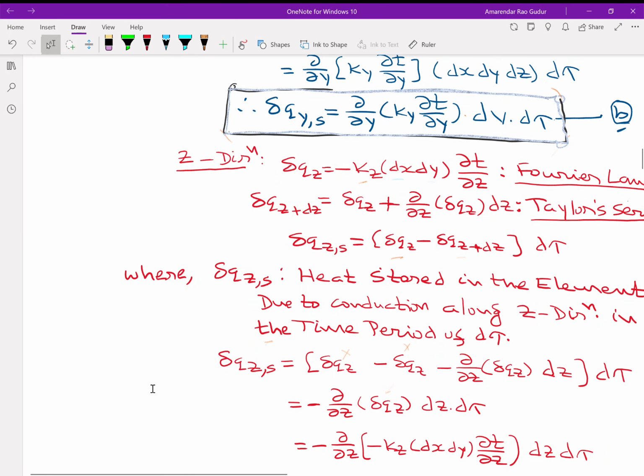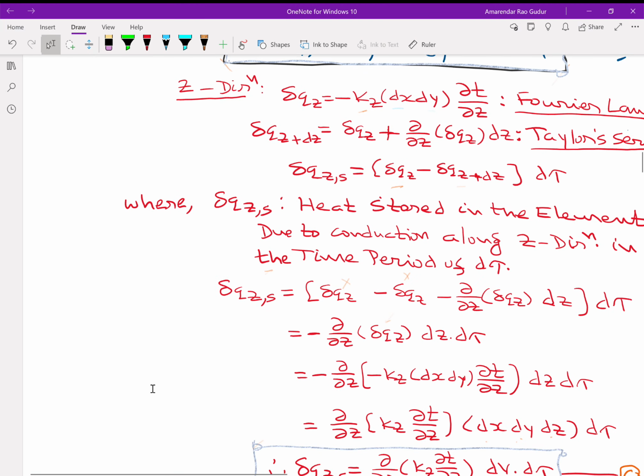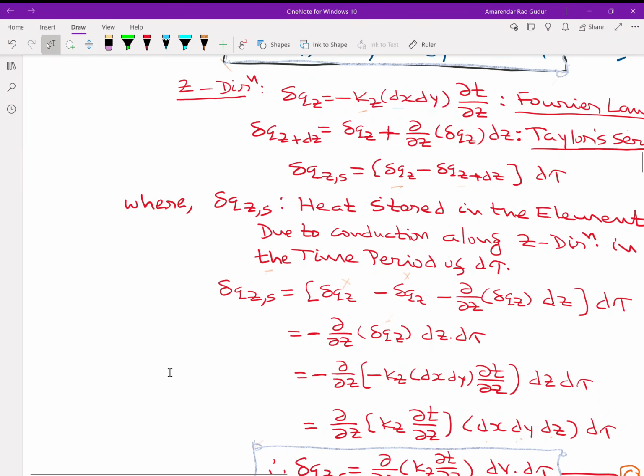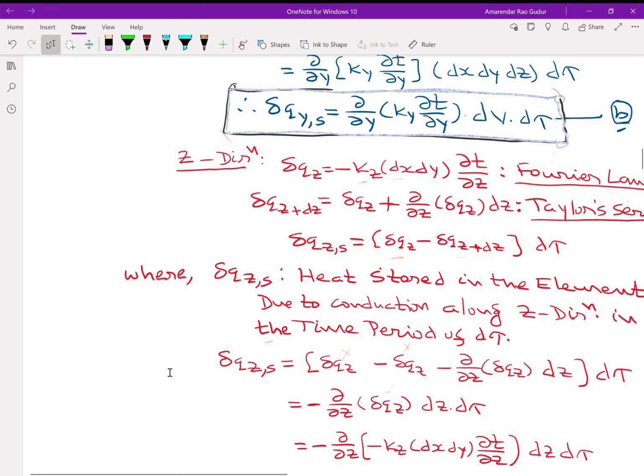Finally, we carry out the analysis along the z direction to get ∂Q_z,s as ∂/∂z (k_z ∂T/∂z) dV dτ, where k_z is the thermal conductivity of the material along the z direction, and you may note that the area available along the z direction is dx into dy.